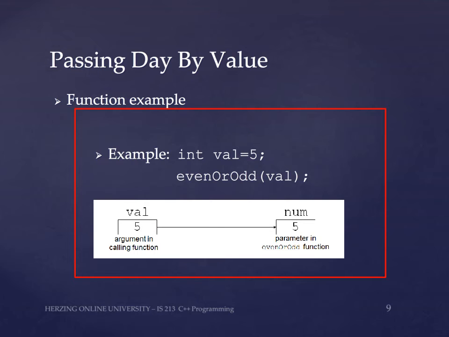Pass by value. When an argument is passed to a function, its value is copied into the parameter. Changes to the parameter in the function do not affect the value of the argument. In this example, evenOrOdd can change variable num, but it will have no effect on variable val.